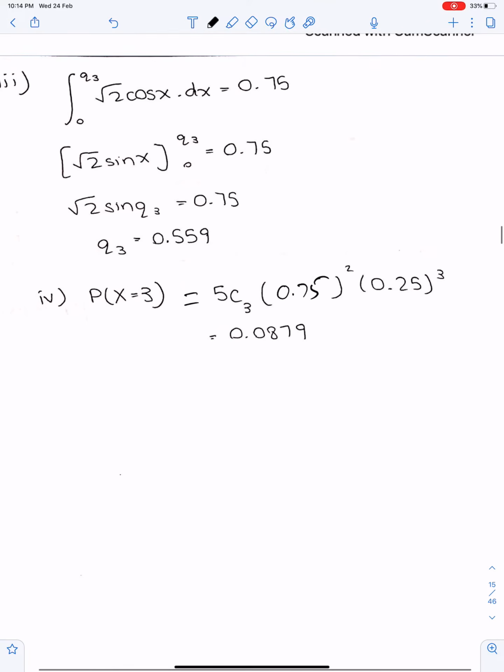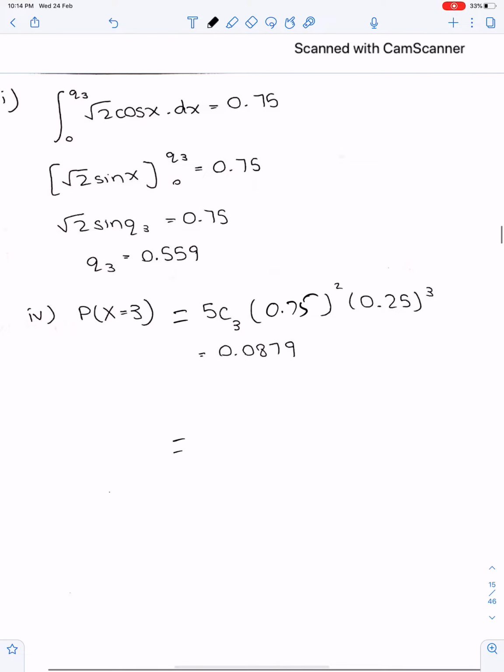So the formula is 5C3, p power 3, this is p, and this is q power 2. And your answer should be given to 3 significant figures.